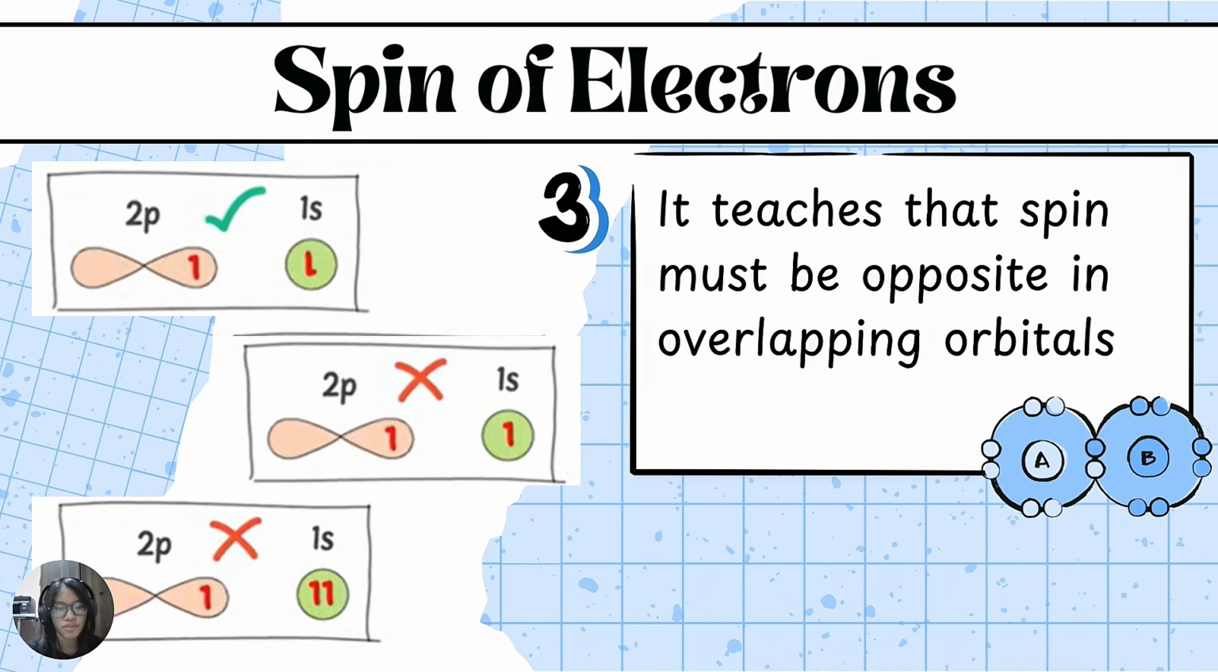The third point is spin of electrons. It teaches that the spin must be opposite in the overlapping orbitals. There are three cases. The first case is 2p has one electron facing upwards and 1s has one electron facing downwards. So these both orbitals will overlap together because they are in the opposite spins. In the second case, the spins of the orbitals are both upwards, they will not overlap because they have the same spin. While in the third case, our orbitals are completely filled, but we need both orbitals to be half-filled so they will not overlap together.